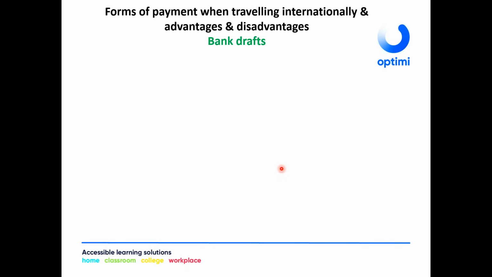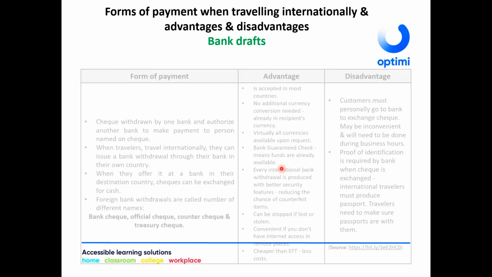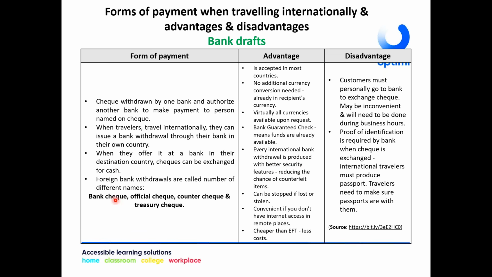The next form of payment that we're going to look at is the bank draft. So what is a bank draft? A bank draft is a check which is drawn by one bank and authorizes another bank to make payment to the person whose name is on the check.